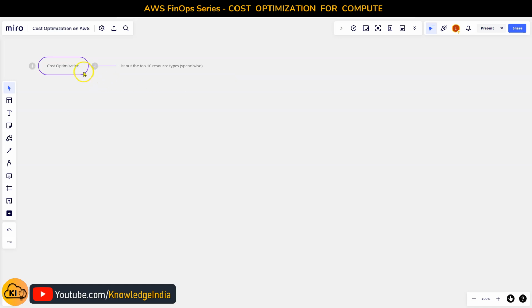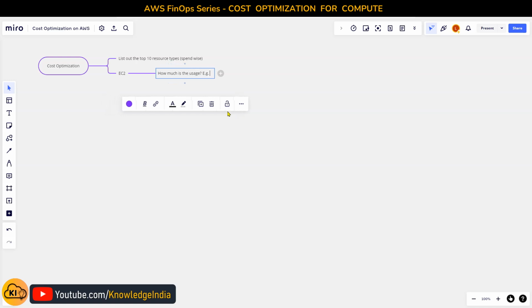Okay, so let's start with EC2. What can you do in EC2? Of course, we know about reservation, and we know about things like savings plans, right? In which scenarios would you go with reservation or savings plans? The answer is that you need to understand how much the usage is. So an important aspect here is how much the usage is.